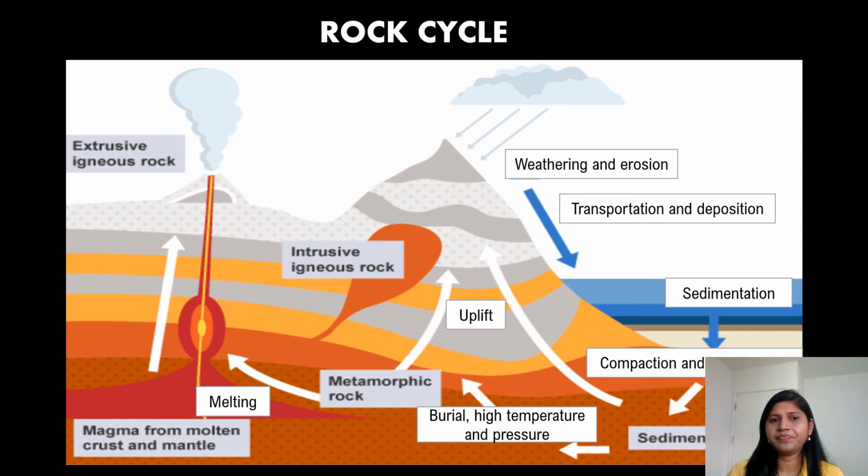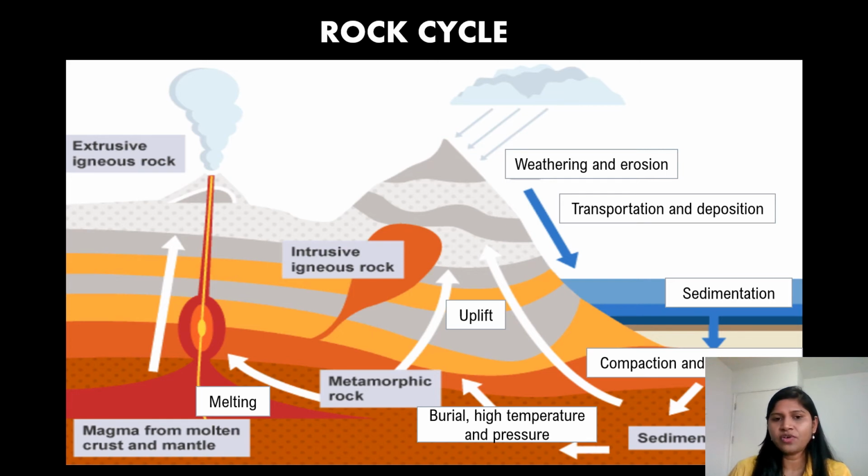For example, when igneous rocks are formed, they can weather and erode due to rain, winds, and gravity. Then these broken pieces of rocks can be transported and deposited under lakes, forming layers of sediments. These sediments can compact and compress to form sedimentary rock, and this sedimentary rock can melt due to the high temperature and form intrusive igneous rocks. These igneous rocks again can weather and form sediments to form sedimentary rocks. So this cycle goes on and on.